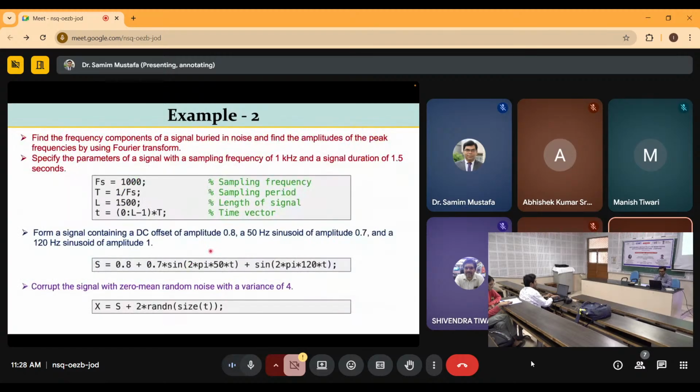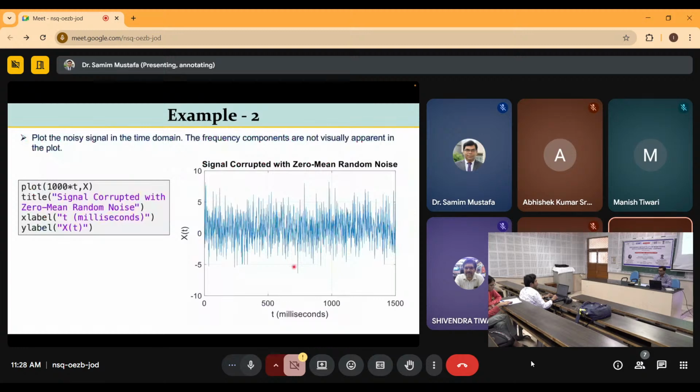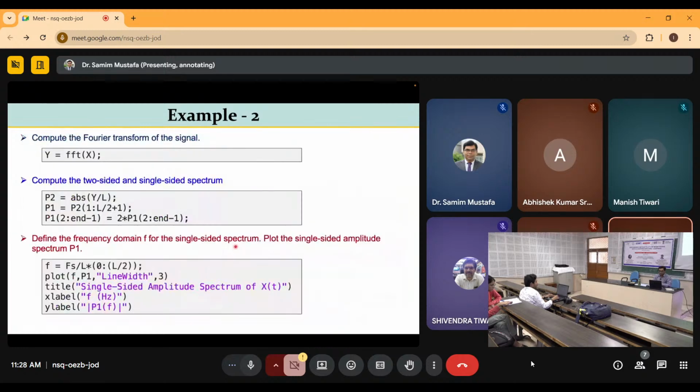So at 50 Hz you will see one peak, at 120 Hz you will see another peak, right? To do that, y equals FFT of x, and then we will be plotting only one side of the FFT, because the FFT is symmetric with respect to the axis. So it has a negative as well as a positive side. Also, real and complex parts are possible.